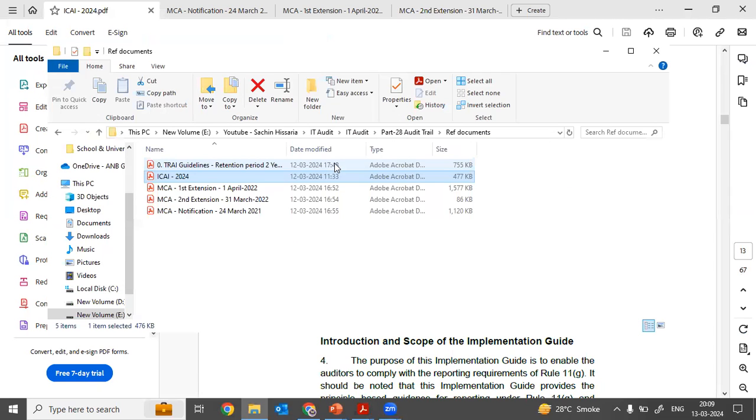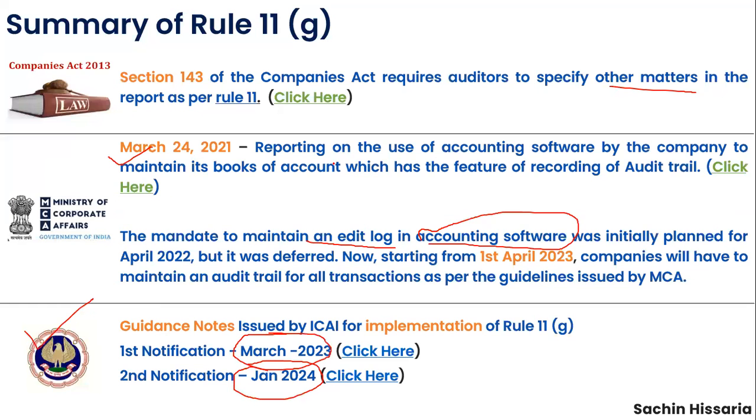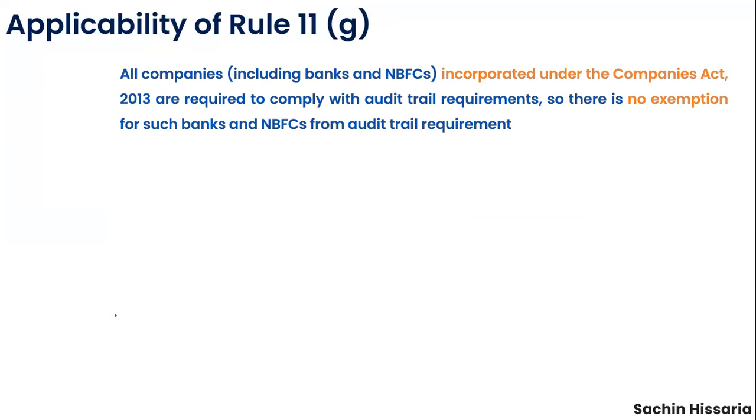What I will do is, guys, I will upload all these notifications as well as the guidance note on Google Drive, and I will provide you that link in the comment section. Okay. So this is how Rule 11G has been introduced. Now, whatever we discuss will be about the guidance note only, because this is a detailed guidance which will tell you what to audit and how to audit. So we'll discuss this only.